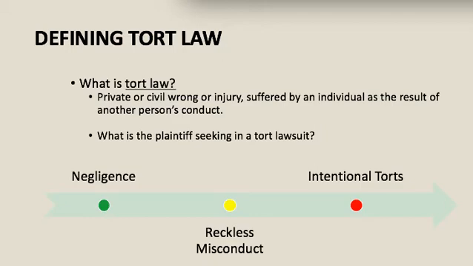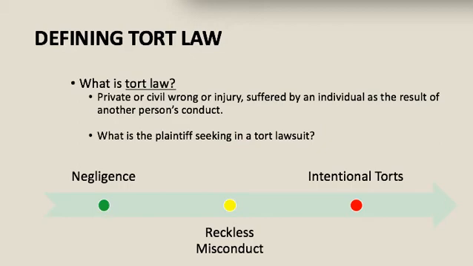Okay. So I'm going to skip to the right-hand side of the spectrum here, where we have intentional torts. So in an intentional tort case, we have both an intent to act and an intent to harm, right? So intent is present in an intentional tort case. Pretty straightforward. But if negligence is the least severe end of the spectrum, intentional torts are the most severe end of the tort law spectrum.